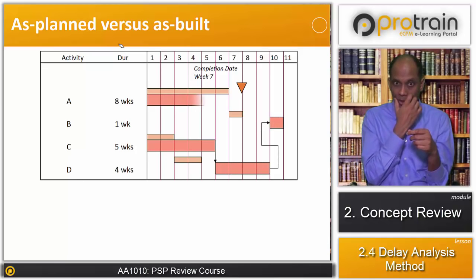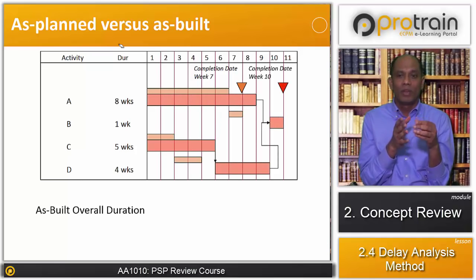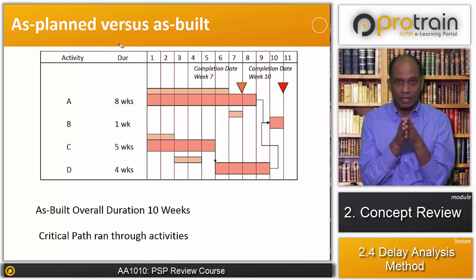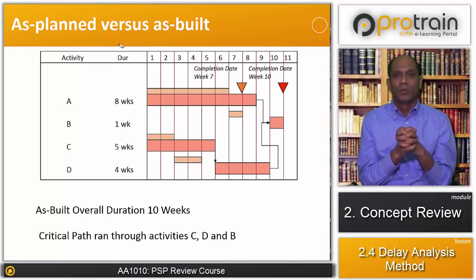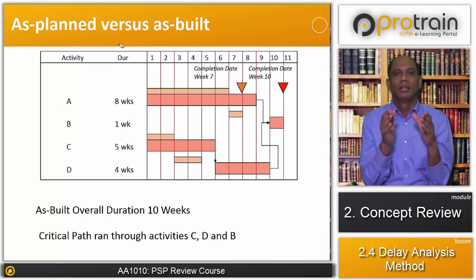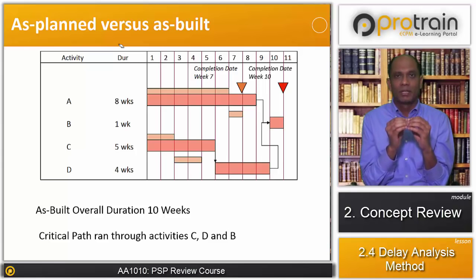Now what we have here is the project, and we have the baseline schedule and the as-built schedule sitting next to each other. So let's see what is happening here. We had a project with a completion date of 7 weeks, but now we have a project that has a completion date of 10 weeks. So we are putting the as-built and baseline schedule next to each other.